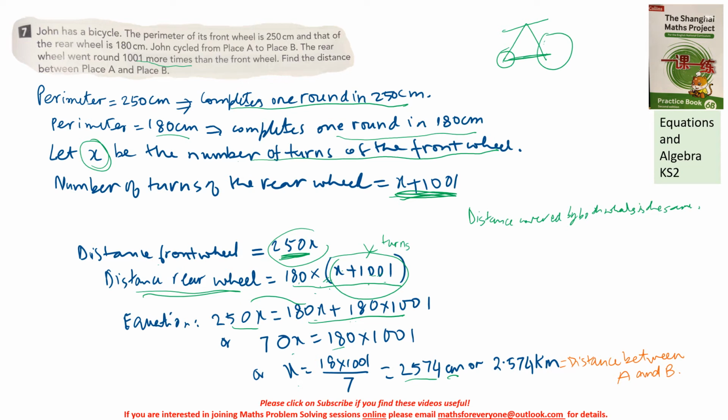Oh god, what have I written? Look at me. So it's not kilometer, it's 25.74 meters. This is 25.74 meters, or 2574 centimeters. So that's the distance between A and B. Right, isn't it? Yes, centimeters. So I get 2574 centimeters, or 25.74 meters.